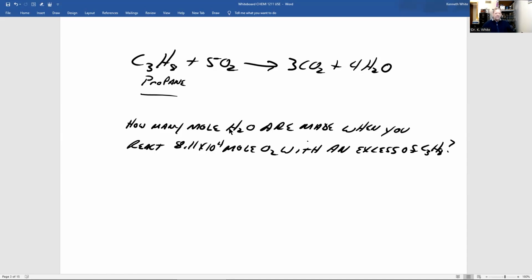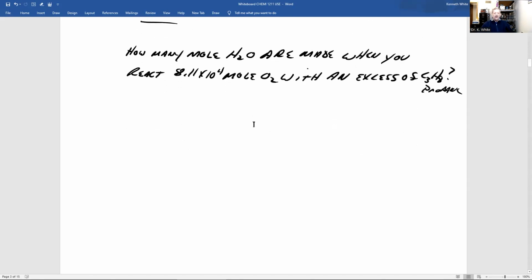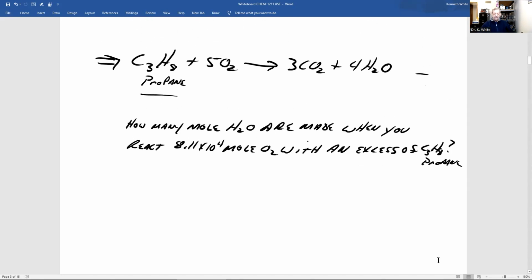So let's look at this problem. How many moles of water are made when you react 8.11 times 10 to the fourth moles of oxygen with an excess of C3H8, which is propane? That's the stuff in your barbecue. This is a reaction called combustion, and that's how you cook with propane in your barbecue, because you also get heat here, but we don't put that down. And for this problem, you're given that balanced chemical equation. You need it. So let's do this stepwise.